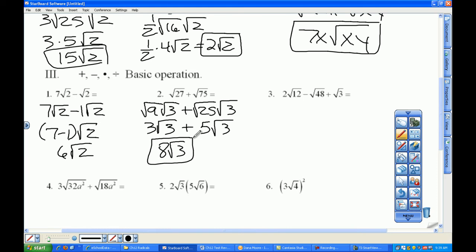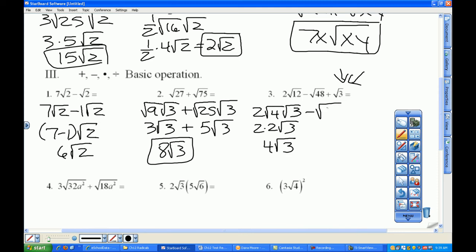Over here, I do have a hint. Hint, hint, the radical 3 is a hint. This becomes 2 radical 4 radical 3, which is 2 times 2 radical 3, or 4 radical 3. So 2 radical 12 reduces to 4 radical 3. Radical 48 is radical 16 times radical 3, which is 4 radical 3.